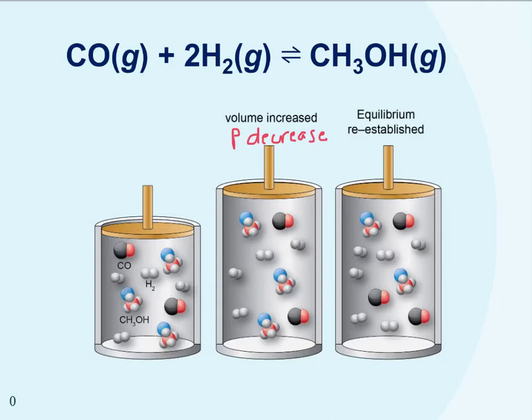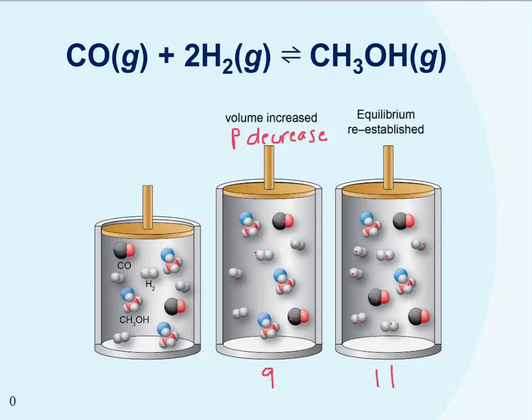So I look here at the beginning, or in my middle panel, I have 1, 2, 3, 4, 5, 6, 7, 8, 9 units of gas. And over here on the right panel, I have 1, 2, 3, 4, 5, 6, 7, 8, 9, 10, 11. And so now we have more moles of gas.